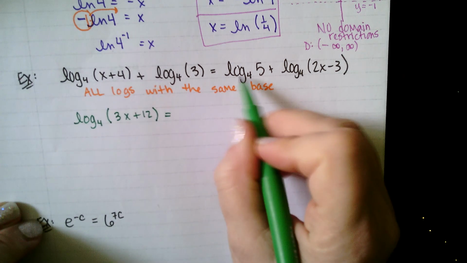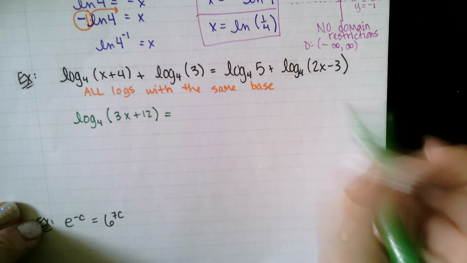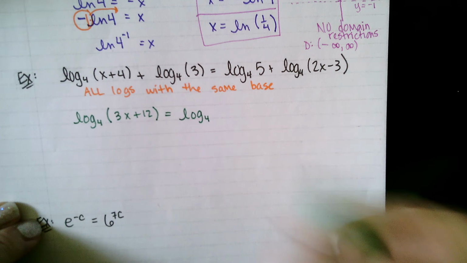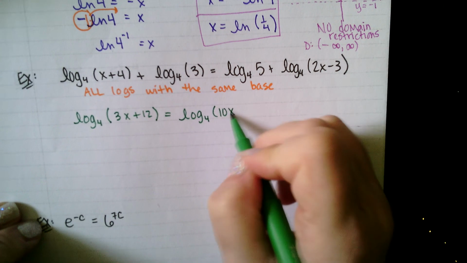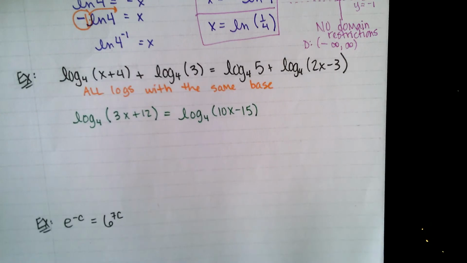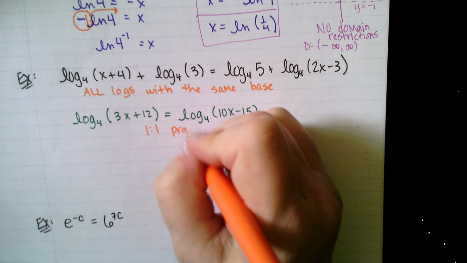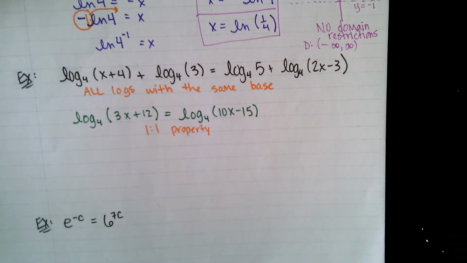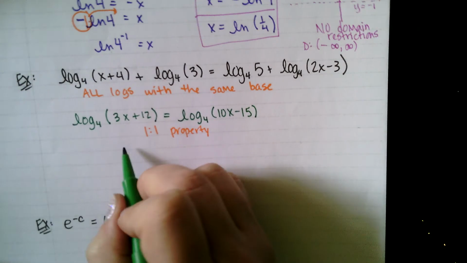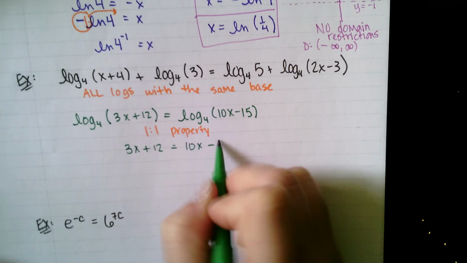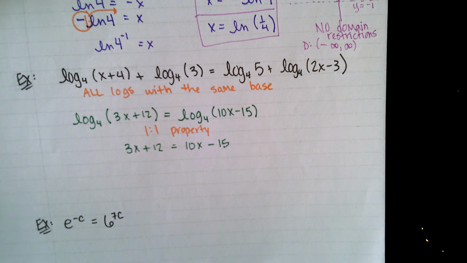And on the right side, log base 4 of 5 plus log base 4 of 2x minus 3 becomes log base 4 of 10x minus 15. And now I can use the one-to-one property. And that allows me to set 3x plus 12 equal to 10x minus 15, and go through the solving steps.